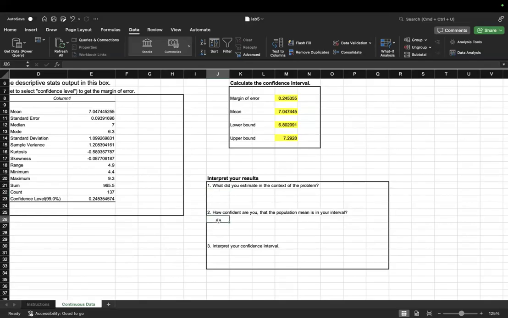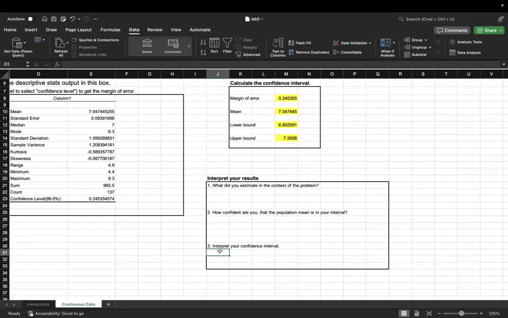How confident are you that your population mean is in your interval? I chose a 99% confidence level, so I'm 99% confident that the population mean is in my interval. That's what I'm typing. Down here on number 3, this is where you write your conclusion. I am 99% confident that the actual average maximum earthquake magnitude in the world is between 6.8 and 7.29.